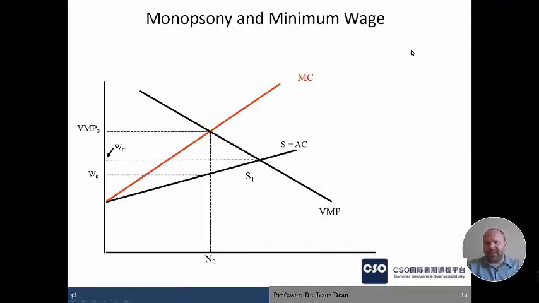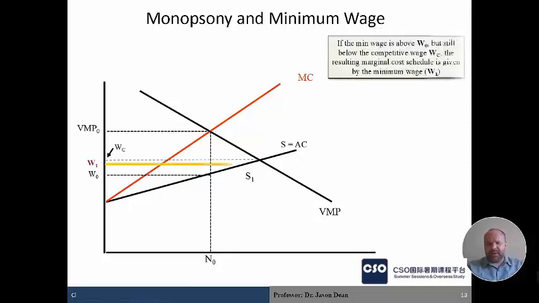Now, what about a monopsony and minimum wage? Okay, so let's look at our diagram here. We have our equilibrium, which would be in the competitive market. So our competitive wage would be here, where the demand for labor would be equal to the supply of labor. Now, a monopsonist would want to hire this amount of labor and pay this wage, W0. So W0 and N0 are the monopsonist profit maximizing wage and labor combinations.